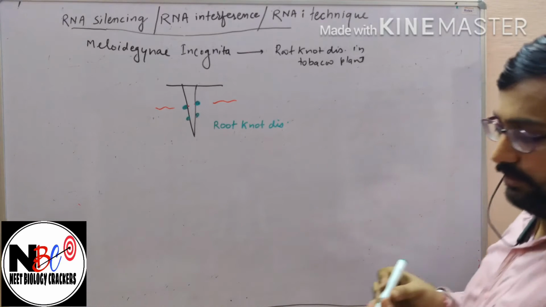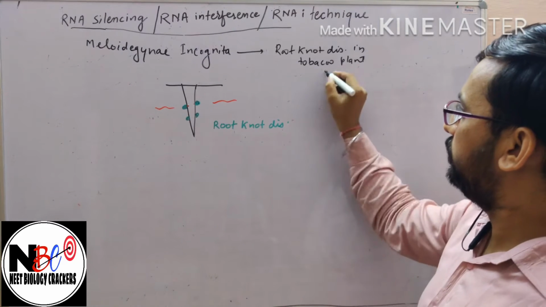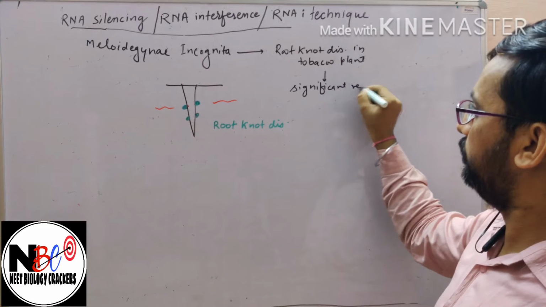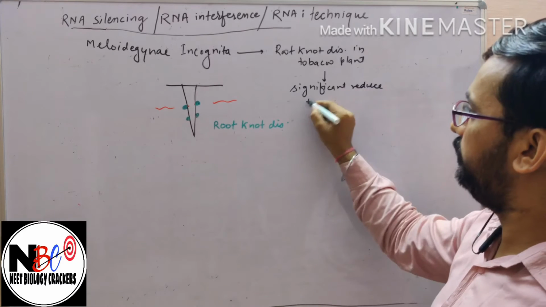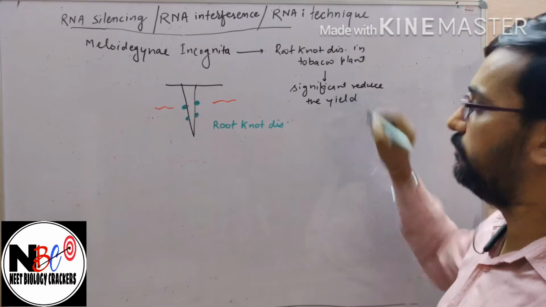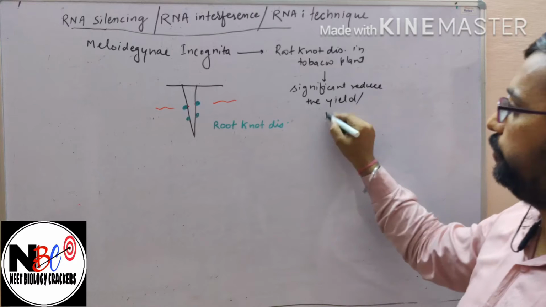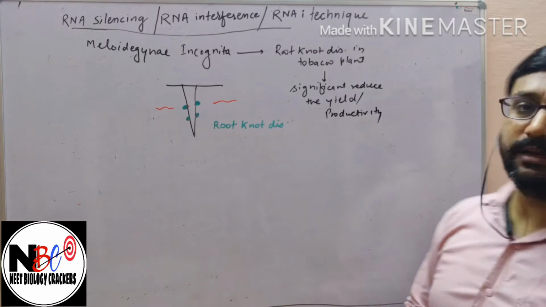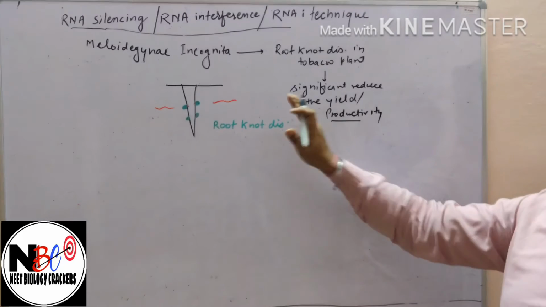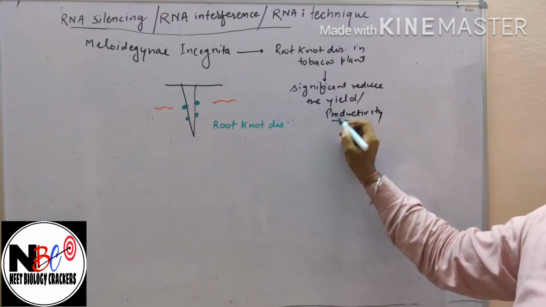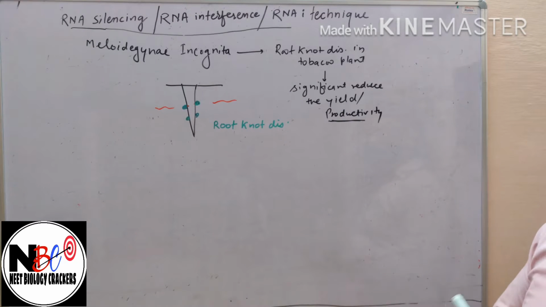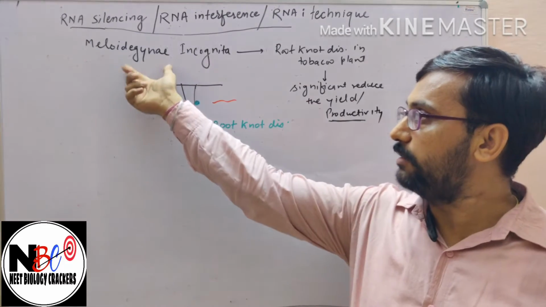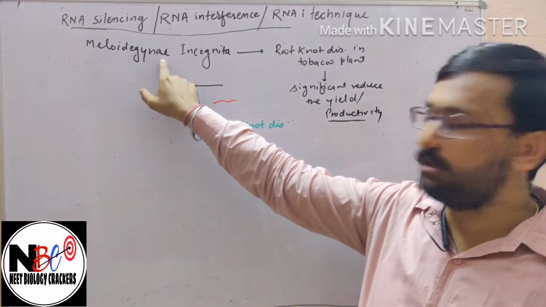And this disease significantly reduces the yield, or you can say productivity, of tobacco plant, which is harmful. So we will make this nematode resistant plant which is resistant to this nematode infection.